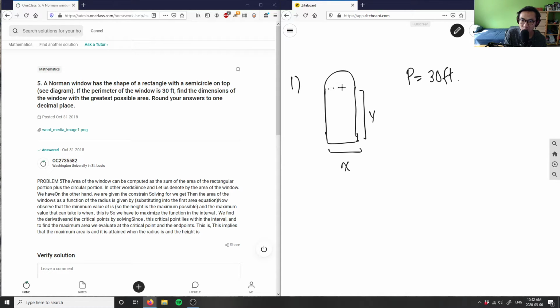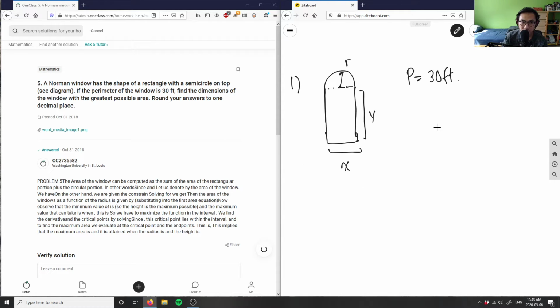This guy here is actually a dashed line, right? Because again, Norman window, this isn't like a straight cut here. It's simply just a semicircle on top. And this here, between this point to this point, is going to be my radius, so my R here. So I need to find some type of formula to figure out first the perimeter and to figure out the dimensions. Right?